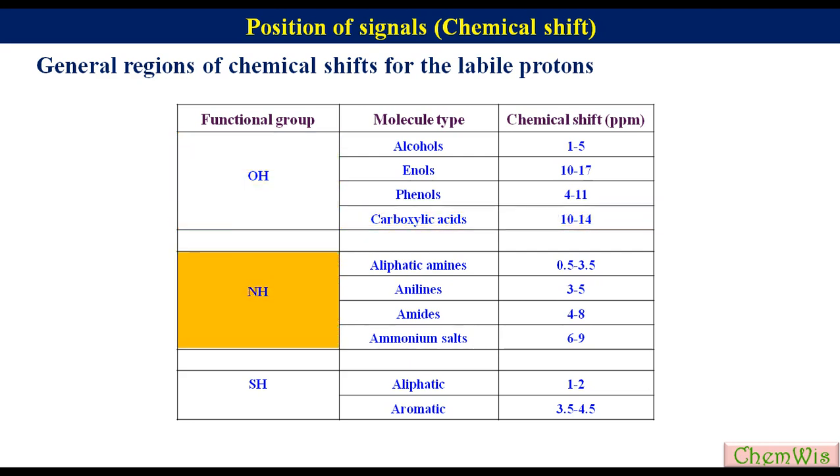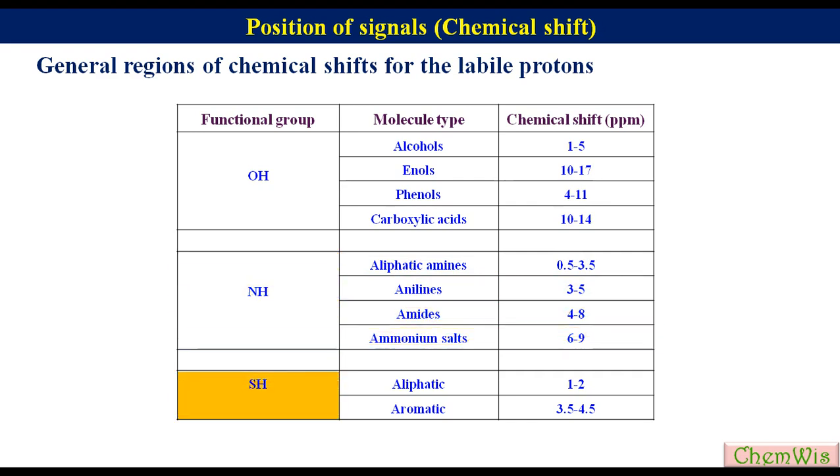NH proton is present in amines, anilines, amides and ammonium salts. In aliphatic amines, NH proton resonates between 0.5 to 3.5 ppm. In anilines, between 3 to 5 ppm. In amides, between 4 to 8 ppm. And in ammonium salts, between 6 to 9 ppm.